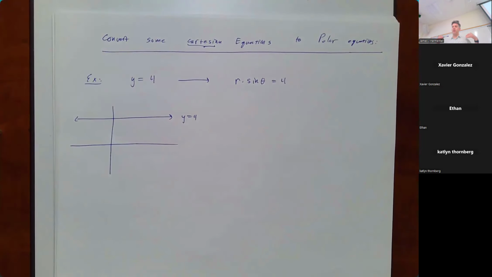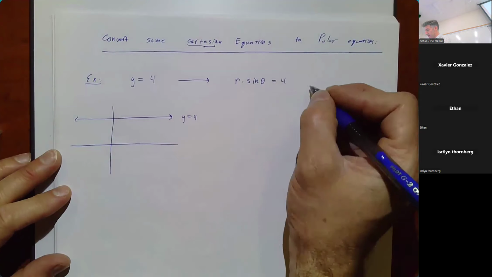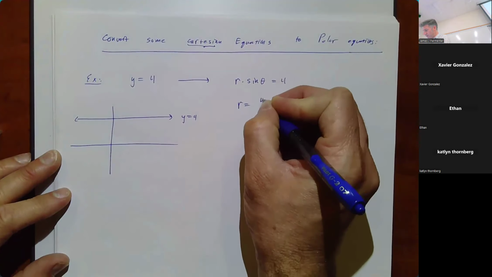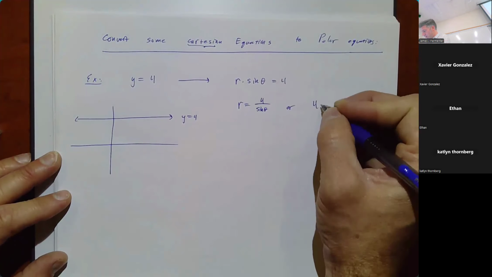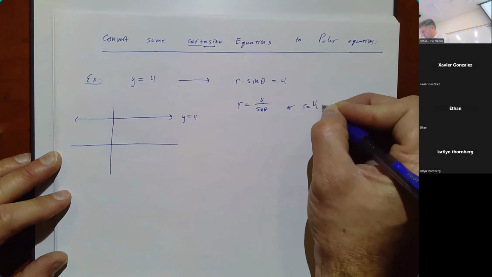Just like with Cartesian equations, where we usually try to isolate y as a function of x, so if I had x squared plus y equal to 2, I would isolate y equal to 2 minus x squared, the same sort of thing is true here in that we try to isolate r as a function of theta. That is the typical way to go unless we can't. So here we would divide both sides by sine theta and get r equal to 4 divided by sine theta. Or more likely, r equal to 4 times cosecant of theta.